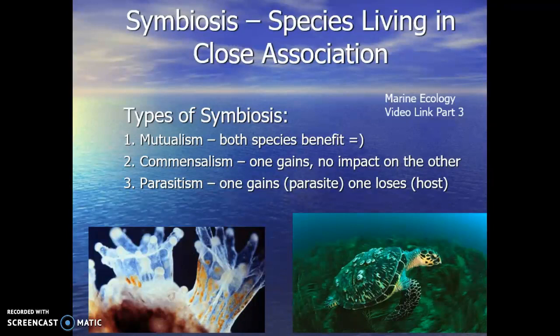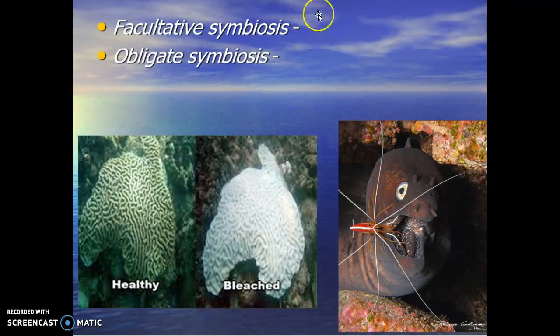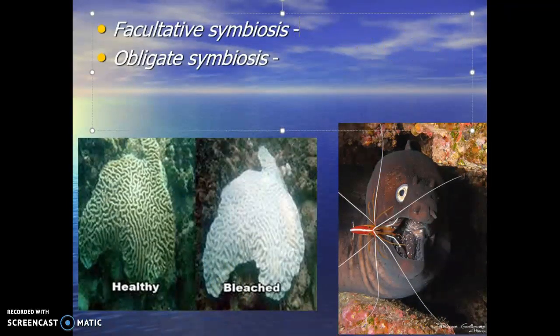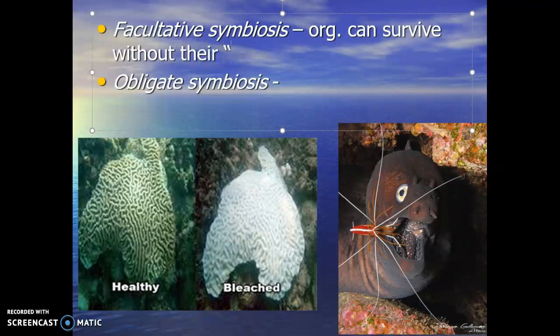So last lecture, we left off at this symbiosis point, species living together, and we talked about three types of symbiosis. Now, there are two terms associated with symbiosis, two specific types. One is called facultative. This is when the organisms can survive without their, we'll call it, partner. The idea behind facultative is that yes, they work together, they have a partnership, they're associated, but if one of them is gone, the other one's not going to die. It can survive because maybe it has other relationships, or the relationship is not so connected that you're completely dependent upon the other species.